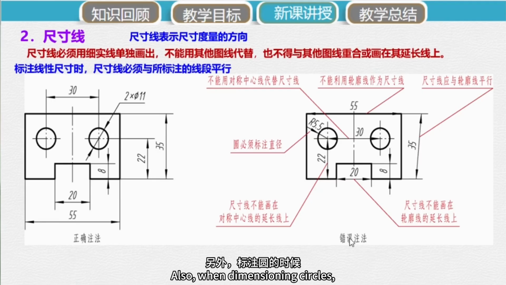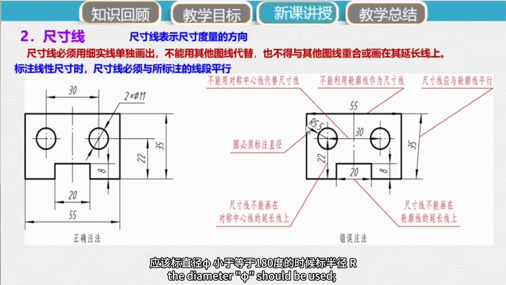Also, when dimensioning circles, if the arc is greater than 180 degrees, the diameter phi should be used. For arcs equal to or less than 180 degrees, the radius r should be used.